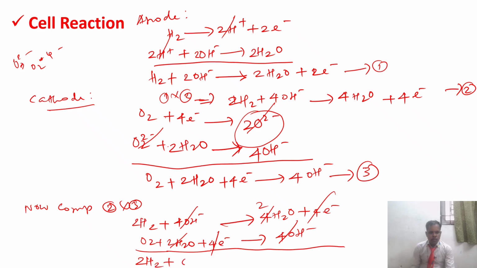2H2 plus O2 gives 2H2O. Okay, so this is the final reaction, equation number 4. From this one, we have concluded the produced water. In the hydrogen oxygen fuel cell, the produced water may be in a more pure form. It is proved to be a valuable source of fresh water for the astronauts. That is the main application.